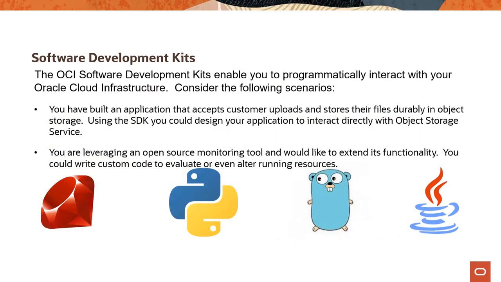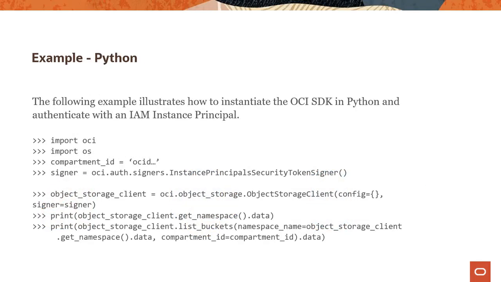Now, these software development kits, as we mentioned, are an abstraction of the API functionality, currently available in Ruby, Python, Go, and Java. I have a brief example here that we'll take a look at. This is a Python sample, and essentially what this is going to do is import the OCI SDK, the OS modules for Python, and then we're simply going to create a signer. So we'll authenticate, and we're going to list all of the OCI object storage buckets available in the designated compartment.